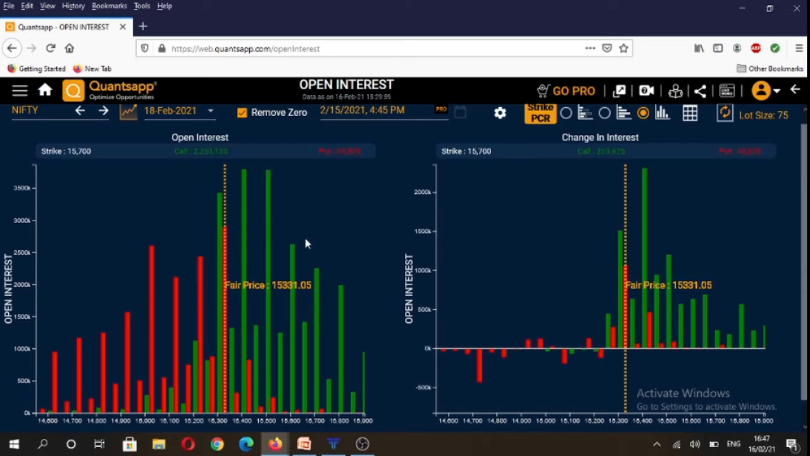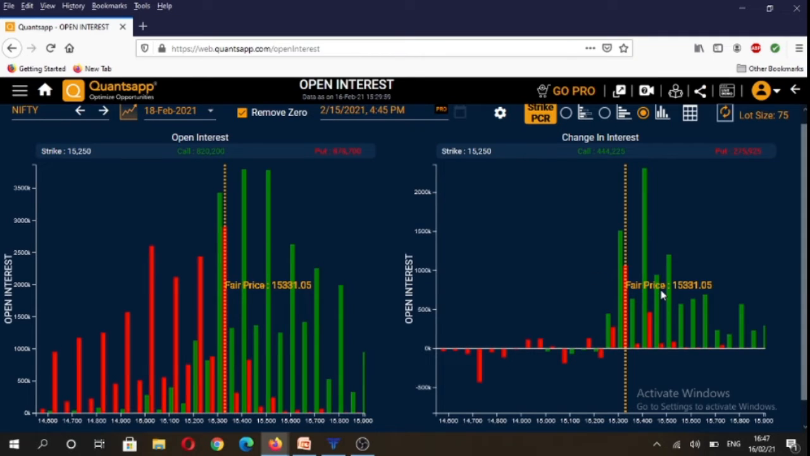If we see the options open interest data, you will see that highest amount of calls have been written at 15,400 strike, and highest amount of puts currently are at 15,000 strike. So it gives us a short term range of 15,000 to 15,400 on the index.